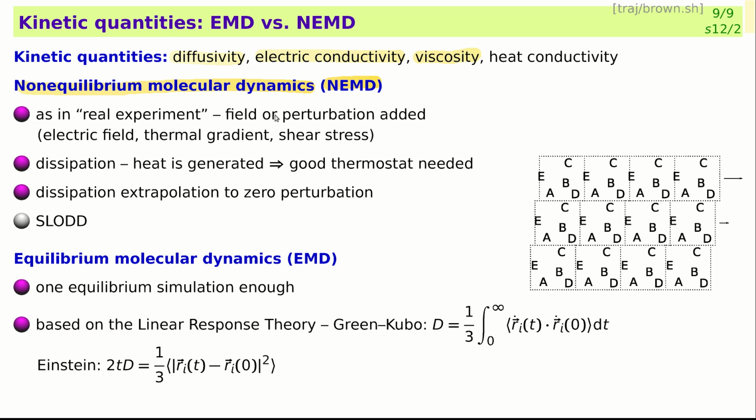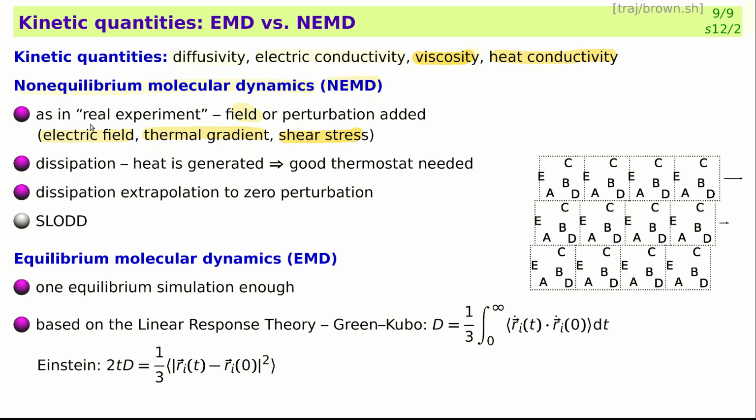I have a system and I apply a field or a perturbation, and I am looking at what this perturbation does with the system. For example, I can apply an electric field and measure the electric current or current density, and from the ratio of this current density and electric field I get the conductivity. I can apply a thermal gradient and measure the heat conductivity. I can apply shear stress and measure the flow, and I get the viscosity, and so on.